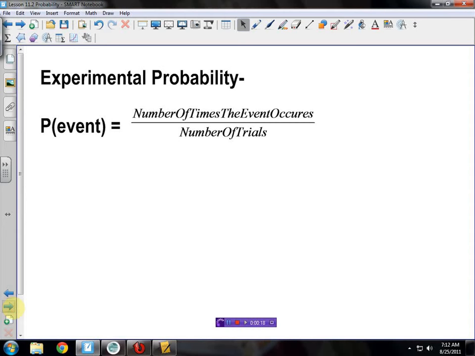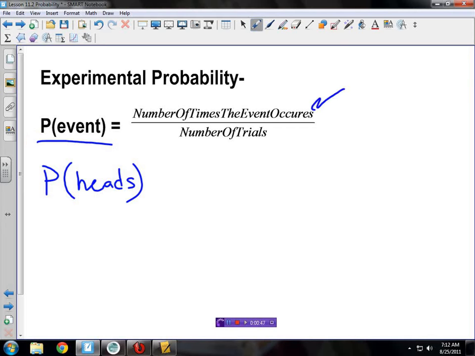First thing we're going to talk about is experimental probability, where we take the probability of an event. That's how we write probabilities: P and then parentheses with the event, and that could be anything, like the probability of a heads for flipping coins, or anything that you're looking for. This comes from two things.